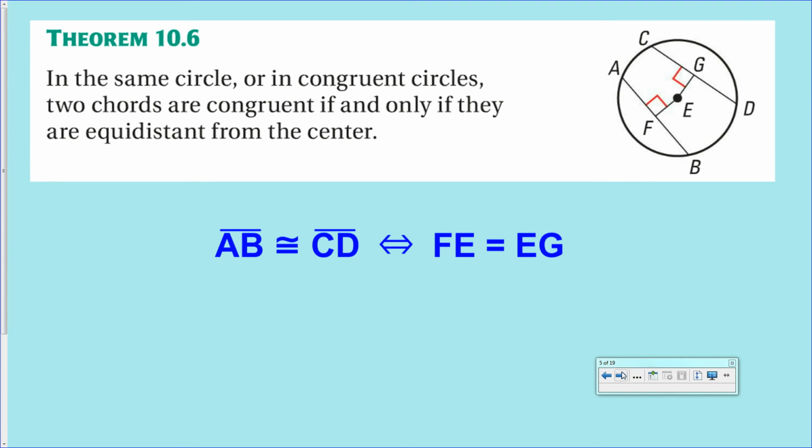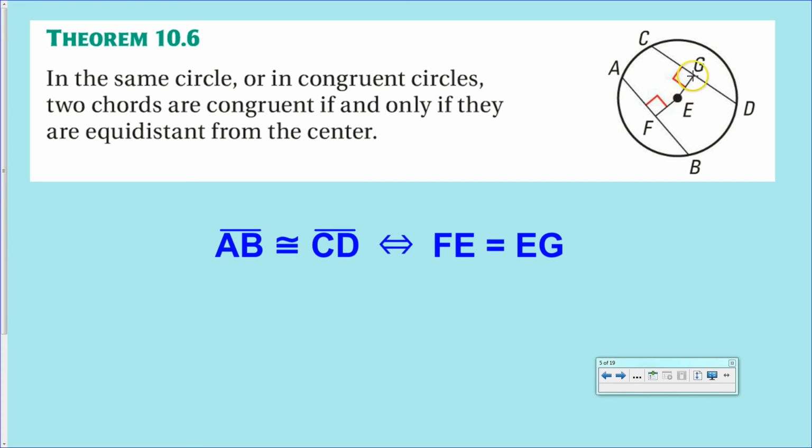The last and final theorem for the day is theorem 10.6, and it says that in the same circle or in congruent circles, if you have two chords that are equidistant from the center of the circle, then those two chords must be equal in length. Now remember that we define the distance between a line and a point to be the distance between that line and a point on a perpendicular path.